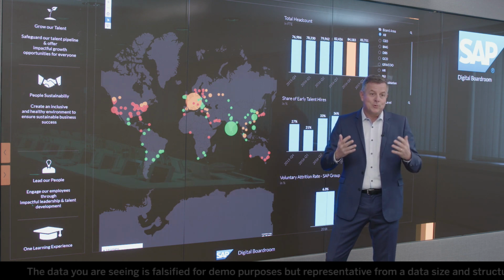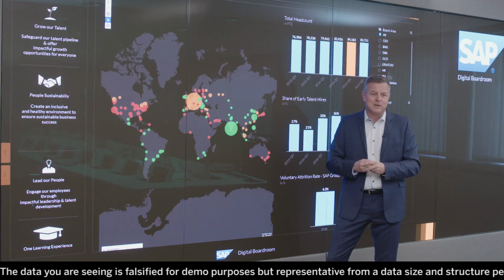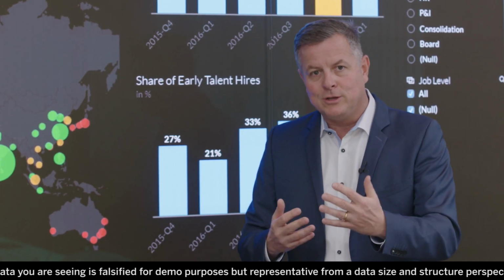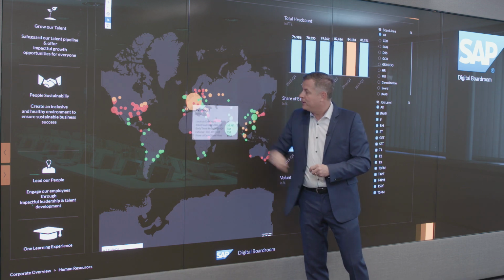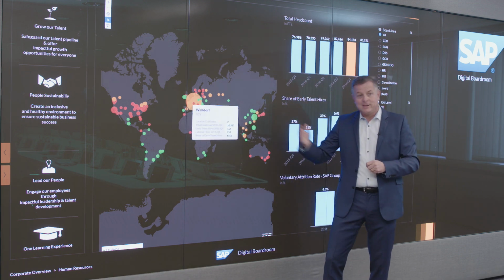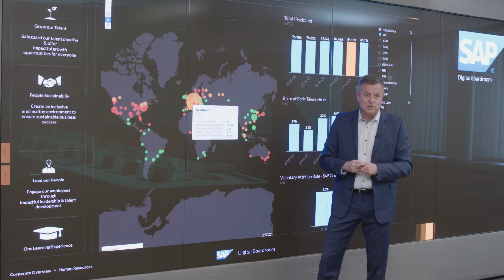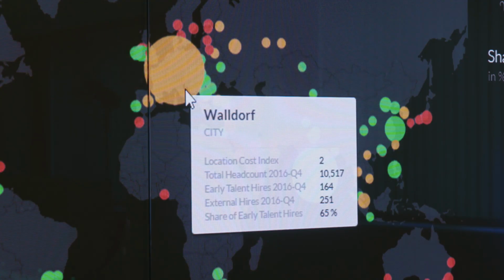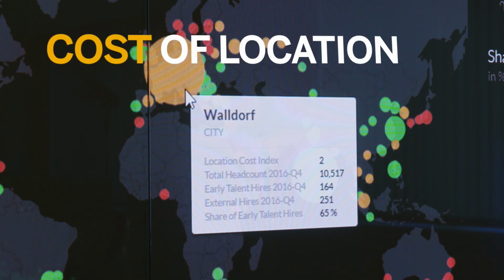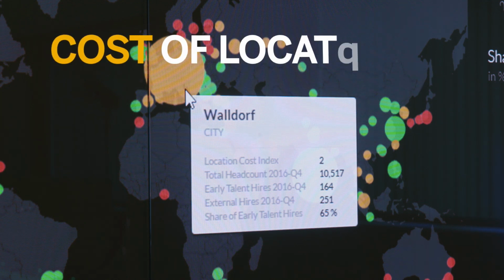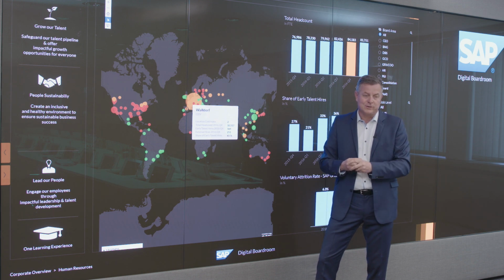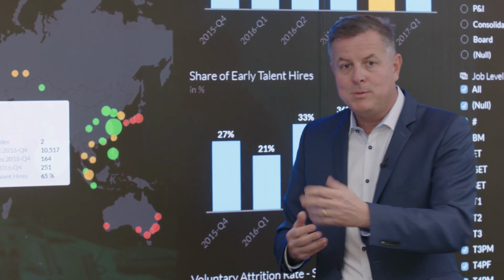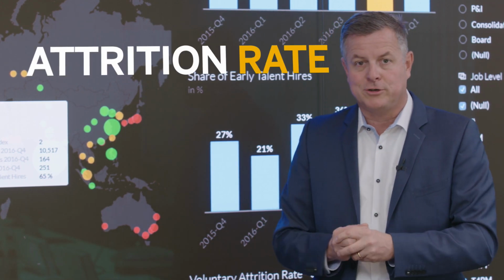And the real cool thing about the Digital Boardroom is that you analyze and look into information which is real time. If you, for example, select a location in this area here now, Walldorf in Germany, you see immediately, first of all, how many people you have at the location, what is the cost of the location, but you also have more detailed information available, like, for example, how many early talents you have on board, how many people you have hired, what is your attrition rate.